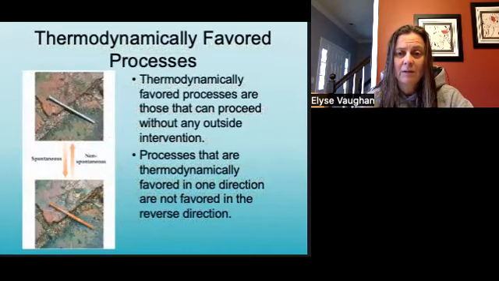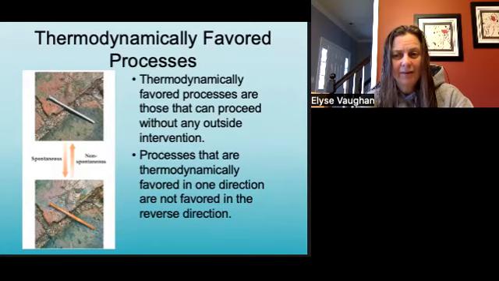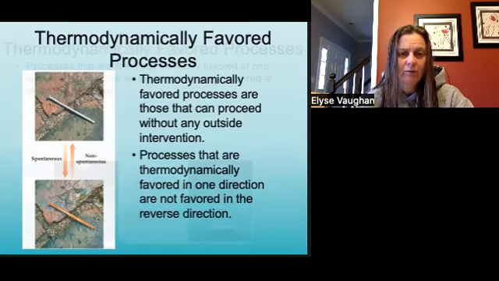If it's thermodynamically favored in one direction, it's not necessarily favored in the reverse direction. In fact, it can't be thermodynamically favored in the reverse direction. So spontaneously, a nail is going to rust. It is not spontaneously going to unrust. But with the application of outside intervention, we can make a nail unrust. So thermodynamically favored processes can be reversed, but they won't be naturally reversed.